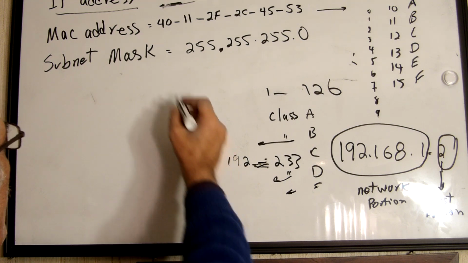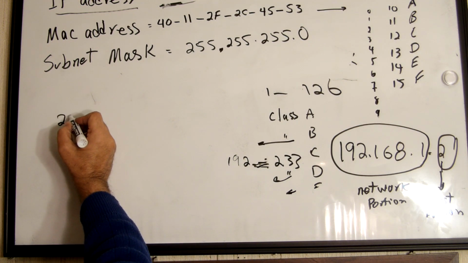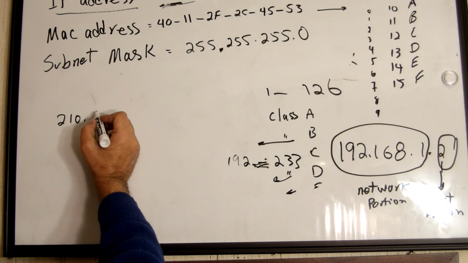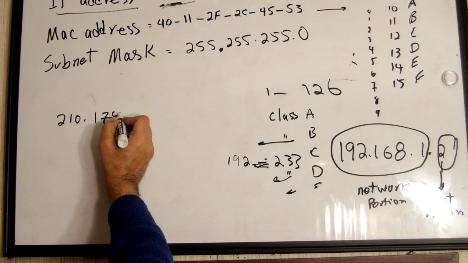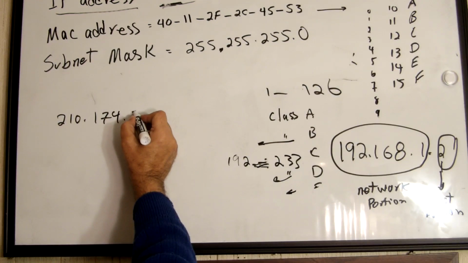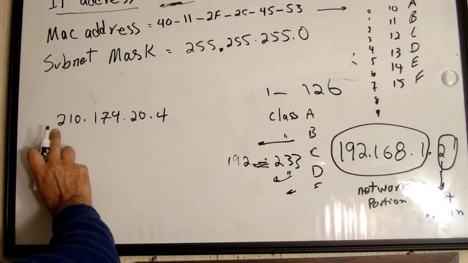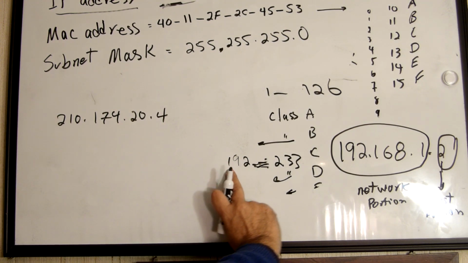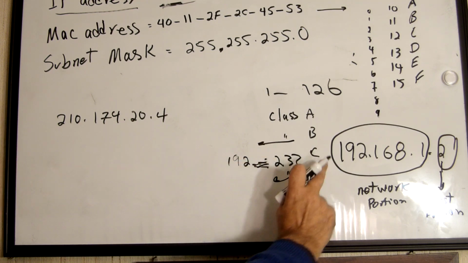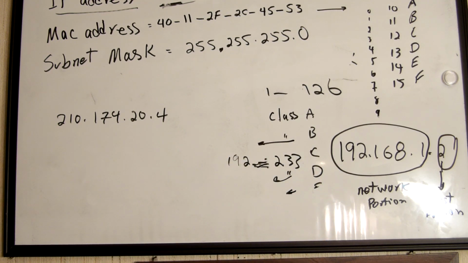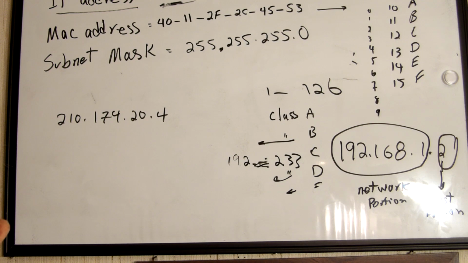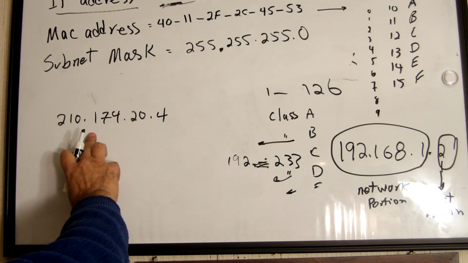If it was 210, 174, 24, this is, you said that 210 is between 192 and 233, so it is class C. So this is class C. The class C has some characteristics, like this one. We call this one class C.